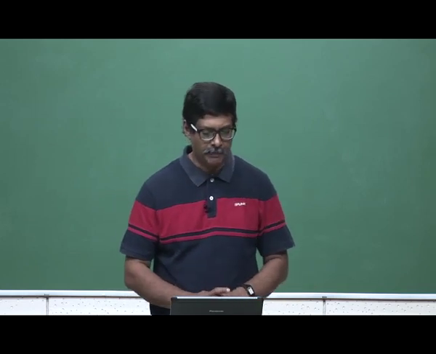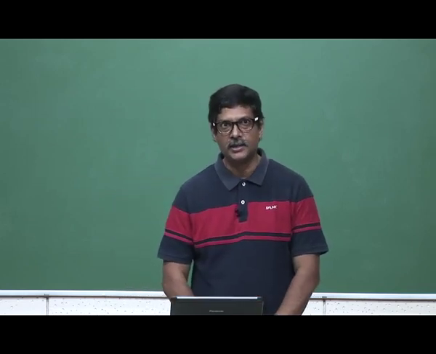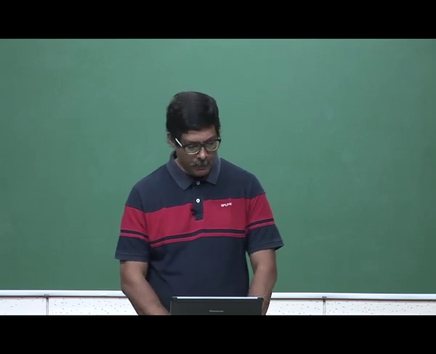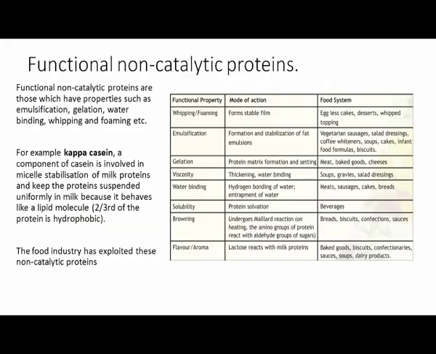For example, kappa casein. Now, casein is a milk protein. Kappa casein is a component of casein which is involved in micelle stabilization of milk proteins and keeps the protein suspended uniformly in milk because it behaves like a lipid molecule. In milk, two-thirds of the protein is hydrophobic, and the food industry has exploited these non-catalytic proteins. Some of those are written here.